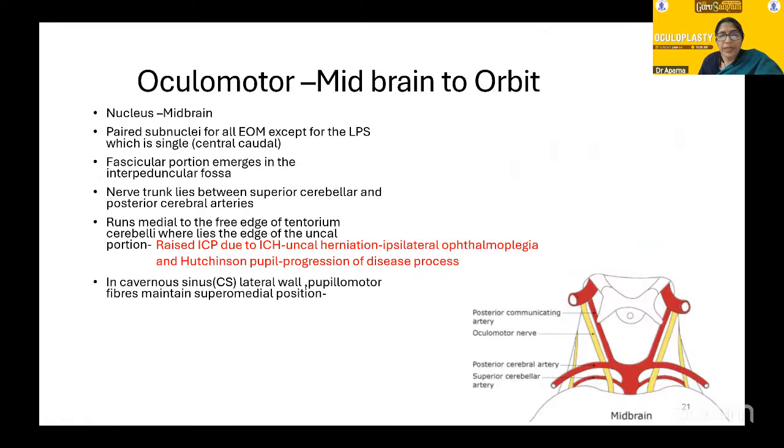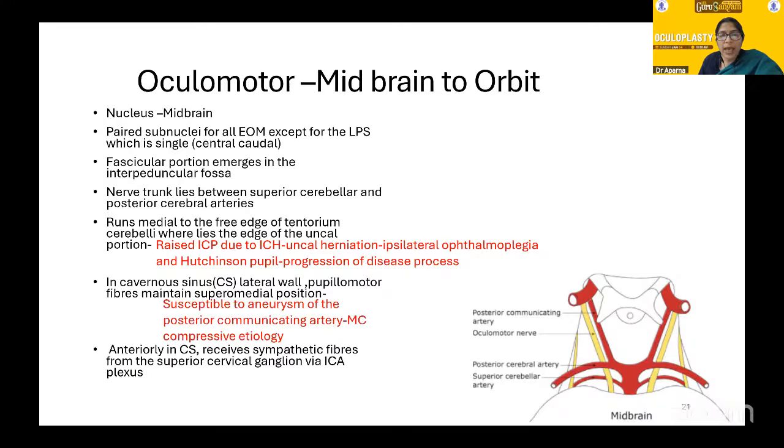In the intracavernous part, or in the cavernous sinus wall, the pupillomotor fibers maintain a superomedial position, and this is responsible for the susceptibility to aneurysms of the posterior communicating artery, which can cause a compressive lesion. Anteriorly in the cavernous sinus, it receives sympathetic fibers from the superior cervical ganglion via the ICA plexus, and it can divide into the superior and inferior branches in the anterior portion of the cavernous sinus.